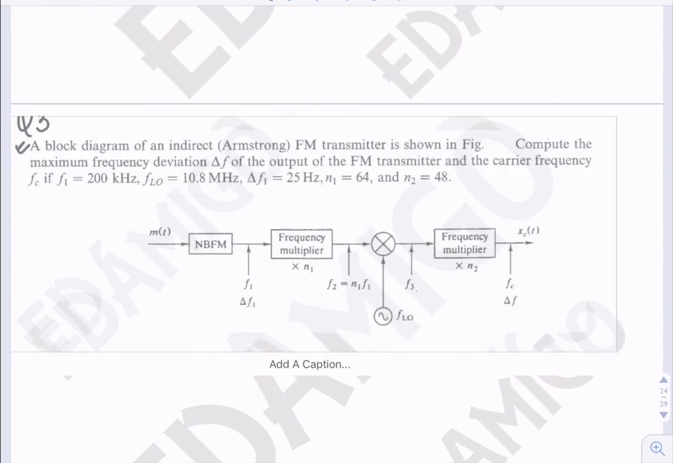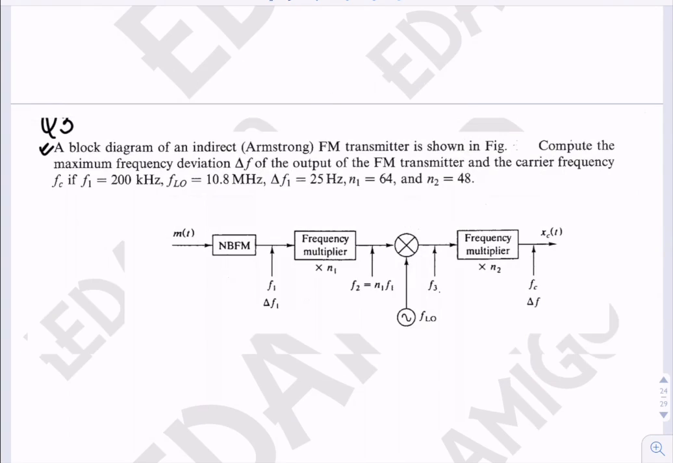This whole question can be done in a much simpler manner, because now I have explained to you what a frequency multiplier is and what a frequency mixer is. The frequency multiplier changes delta F and the carrier frequency. The mixer changes only the carrier frequency. So here the carrier frequency is F1 and delta F1 is the frequency deviation or the change.